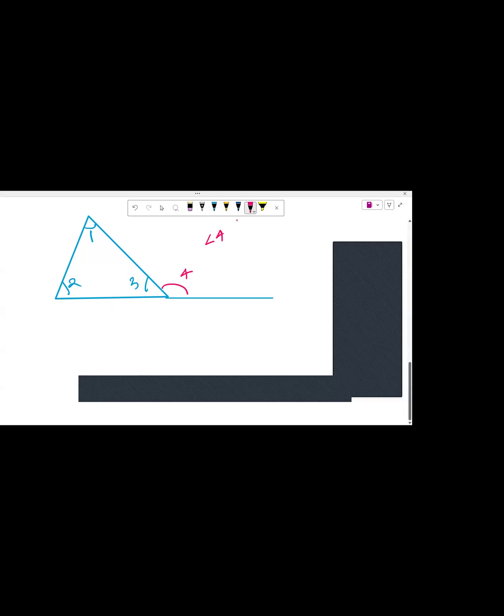So what will angle 4 be equal to? Angle 4 will be equal to the opposite angles. Tell me, what will angle 4 be equal to? Angle 1 plus angle 2. Who said angle 3? Yes, it's angle 1 plus angle 2. It's not angle 3. I said opposite angles. Angle 3 is not opposite to angle 4. You'll cut angle 3 and take angle 1 and angle 2.